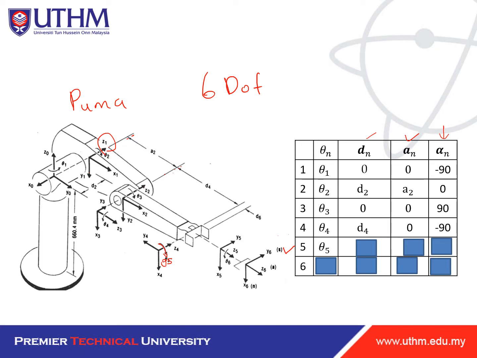Then we want to find d. First, we need to move the z4 so that this point here will become the same as this point. In this figure, both of these points or frames are at the same position, which is here. Therefore it is 0. How about the a5? The a is the movement of x5, so that this point here will become the same as this point here, and we know both are at the same position, so it should be 0.